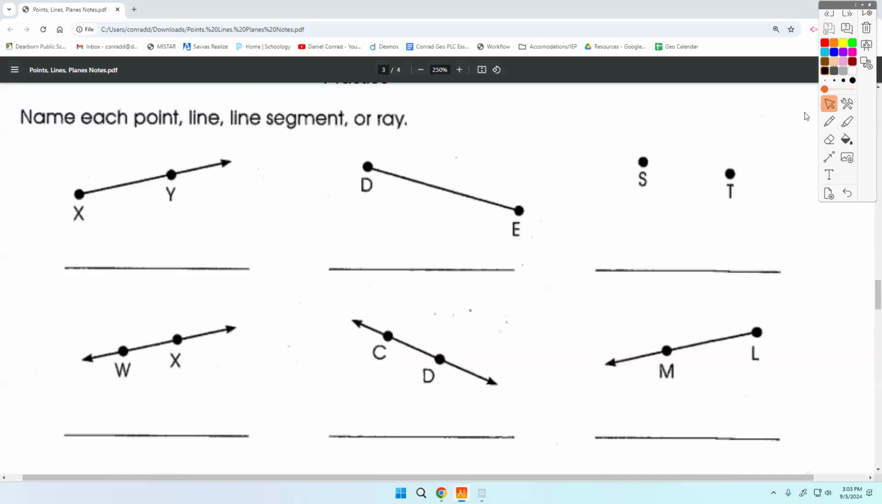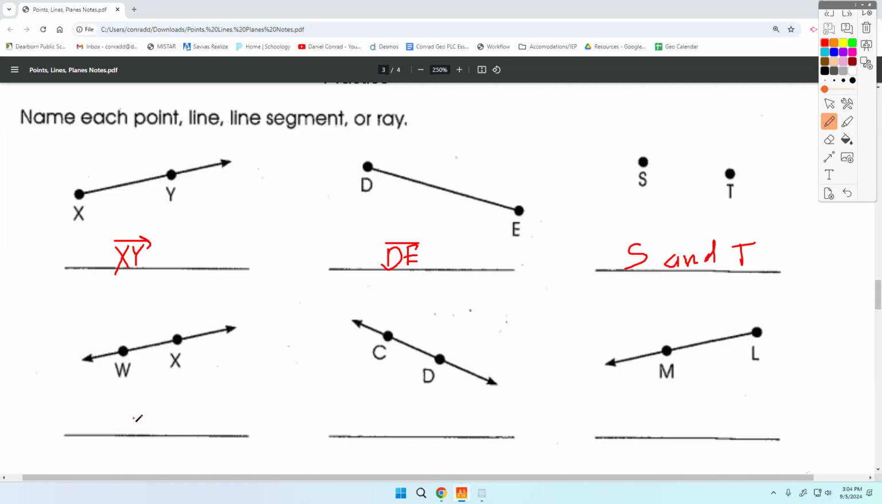Let's move on to the next page. So we're going to name these. The first one's a ray. So I'm going to put the endpoint first, and then the other point, Y. And then the arrow always goes to the right. Next one is a segment. So I'm going to put my 2 endpoints, and then I'm going to put a bar over top. These are points. So we're going to call them S and T.